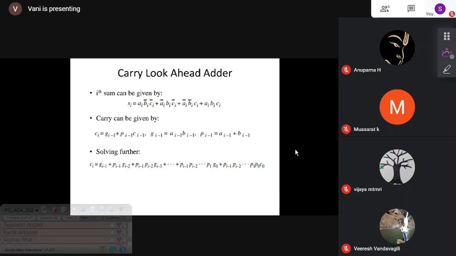So here, instead of using the logic of the ripple carry adder, the carry out block will not wait for the carry to ripple through all the blocks. It can be calculated directly from the equation that is shown here.